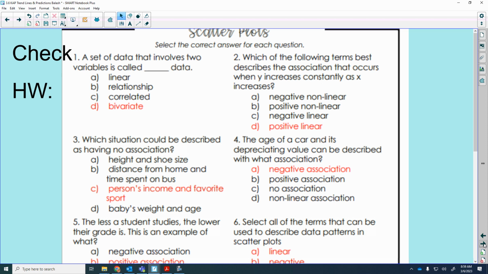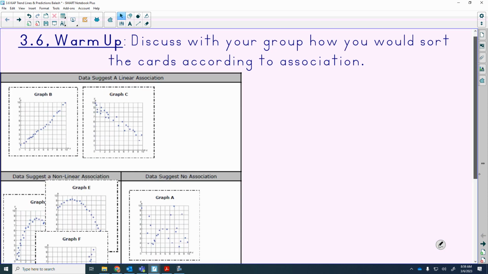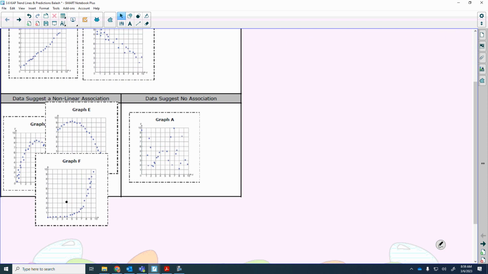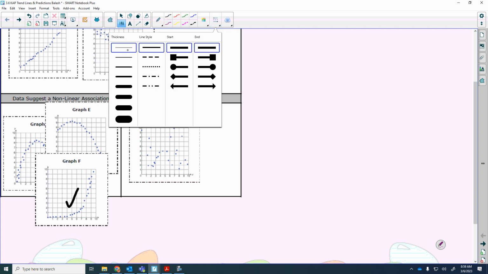What I got in class, people asking me, was about number 2, about this positive linear versus non-linear, because we didn't really talk about that in class. So a positive linear would be something like that, right? A positive non-linear would be something more like that. It's still going up, going positive, but it's more of a curve. So kind of like over here, like this one. That would be a positive non-linear because it's still going up. Okay.